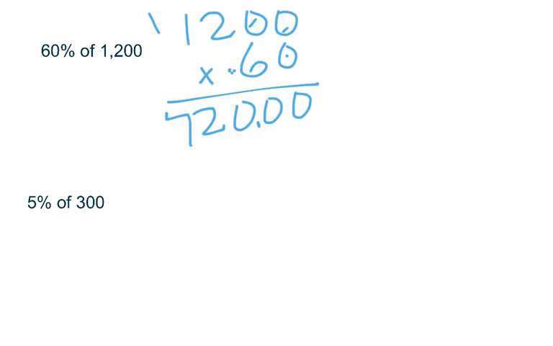So I have to count 2. I go here and I count 2 places. And the answer to this one is 720. See how quickly I got that? Now let's look at B, 5% of 300.